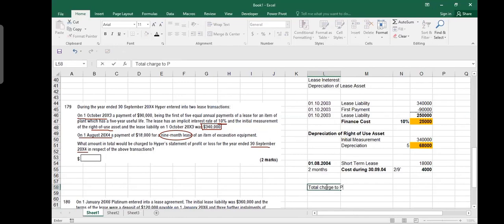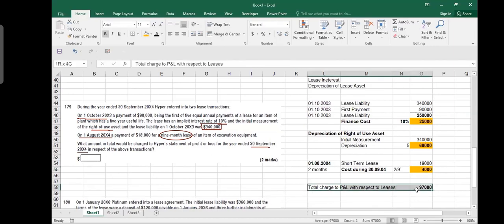So we would say that the total charge to P&L with respect to leases would be 25 plus 68 plus 4. These are the 3 numbers. So 97,000 you should be charging to your lease arrangement. The total cost includes the interest cost on the long-term lease, the depreciation of right of use assets, and the short-term lease proportion.